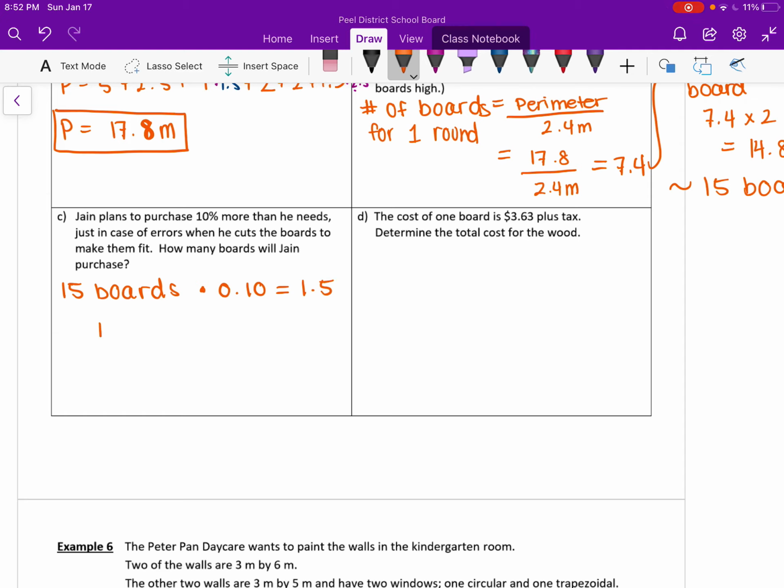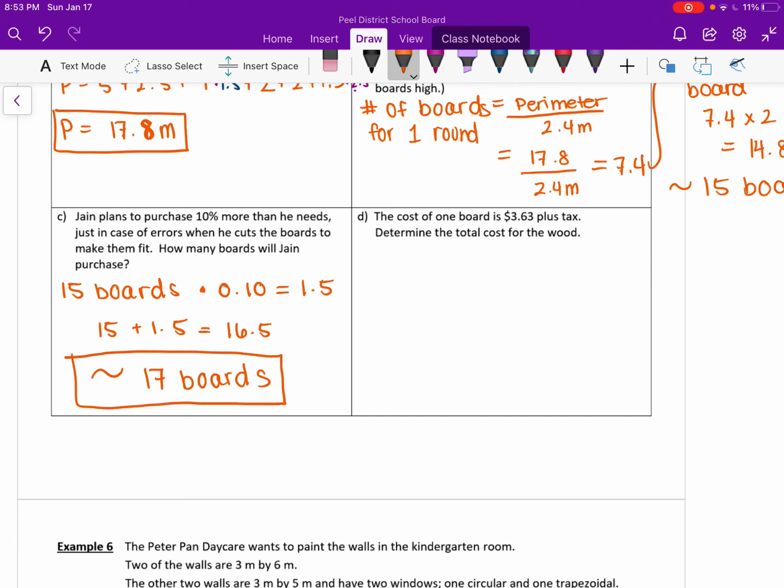So he needs the 15 boards he's going to buy plus 1.5 more, which is just going to be 16.5. But no one's going to give him 0.5 of a board, so we're going to say roughly 17 boards. And that squiggly line just means roughly. So he's going to go ahead and buy 17 boards.